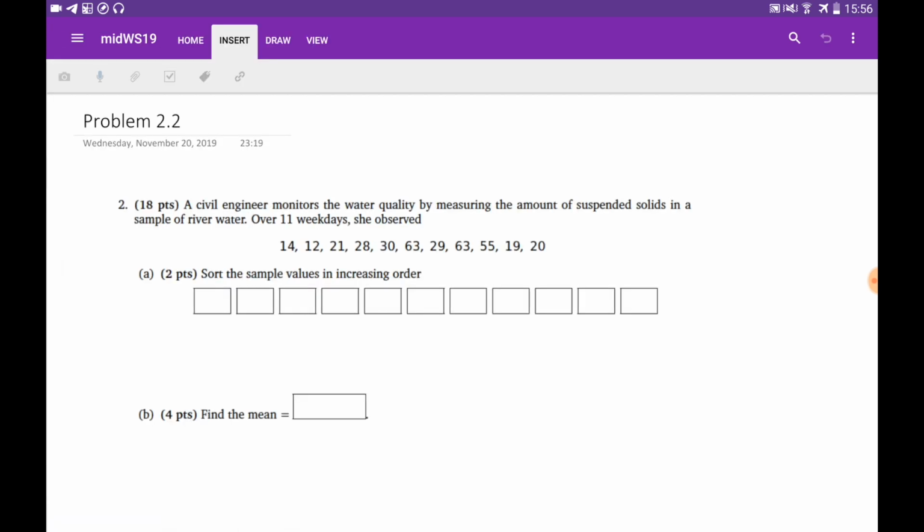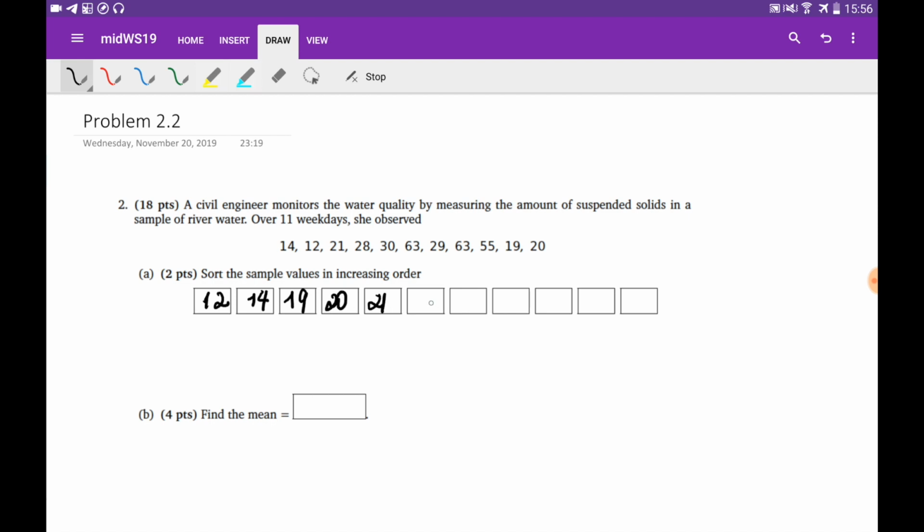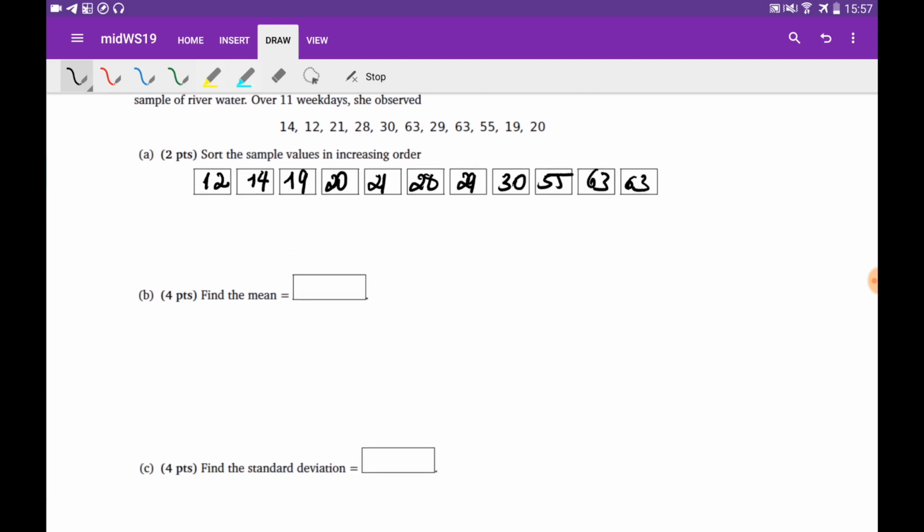Problem number 2: we're given 11 data points. We are required to do the following steps. In the first step, we just need to sort them. So if you sort them, we're going to write them 12, 14, 19, 20, 21, 28, 29, 30, 55, 63, 63.